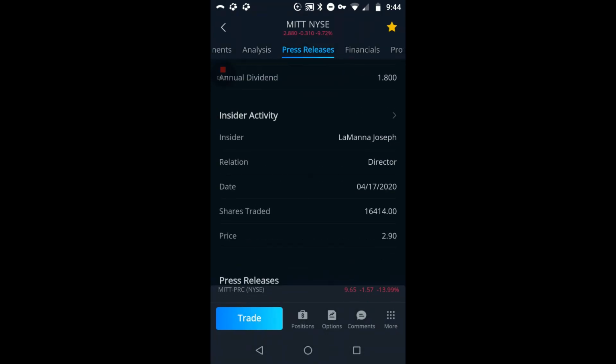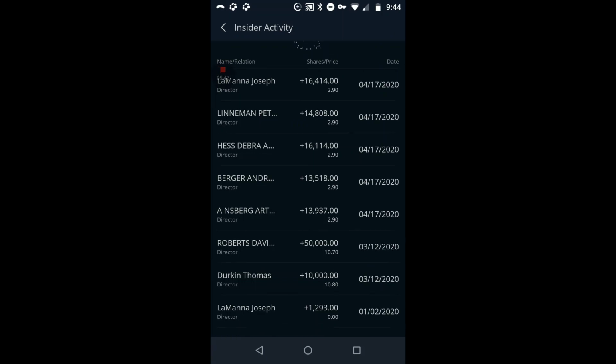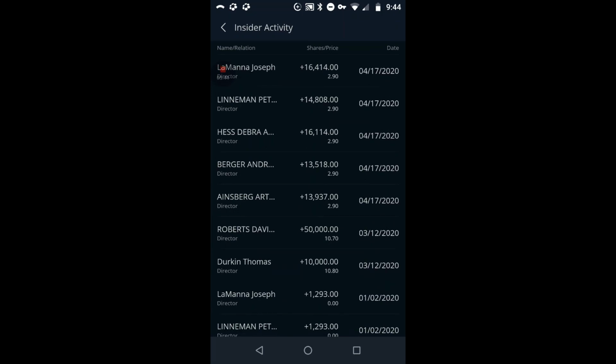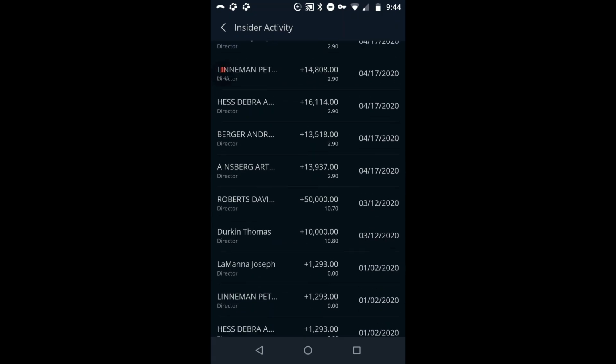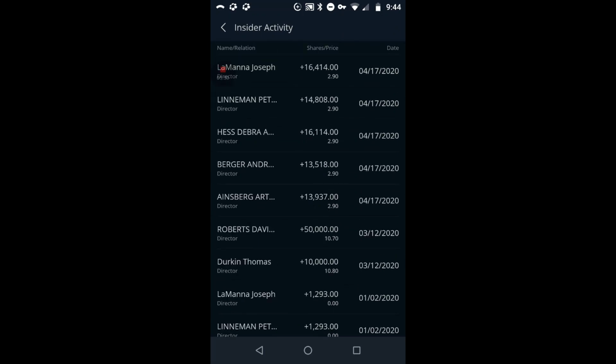Also, the other nice thing is you can see insider actions. So on the 17th of April, so just last month, actually 2 weeks ago, a director purchased 16,000 shares. So that's a very good sign when leadership is investing in the company and buying the stock.